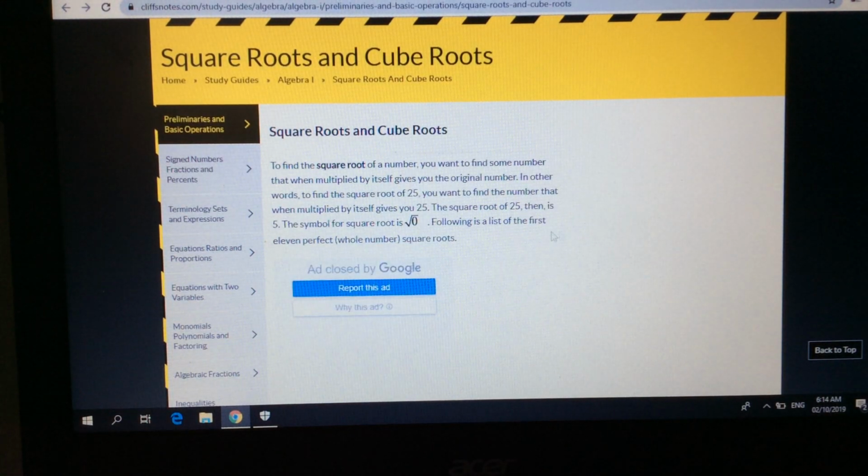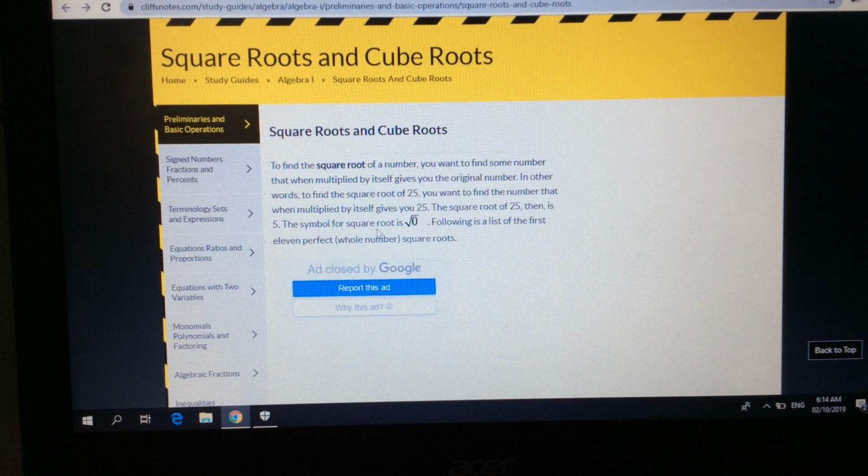So, square root and cube root. To find the square root of a number, you want to find some number that when multiplied by itself gives you the original number. In other words, to find the square root of 25, you want to find the number that when multiplied by itself gives you 25. The square root of 25 then is 5. The symbol of square root is this one. Okay, this is the symbol of square root.